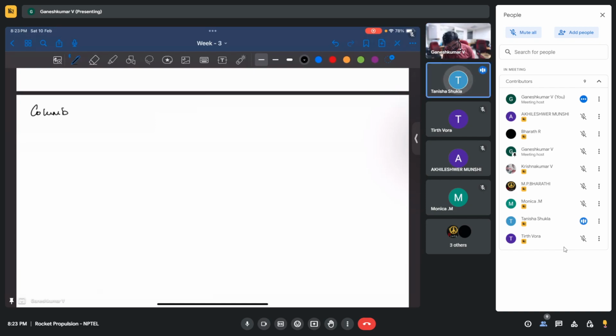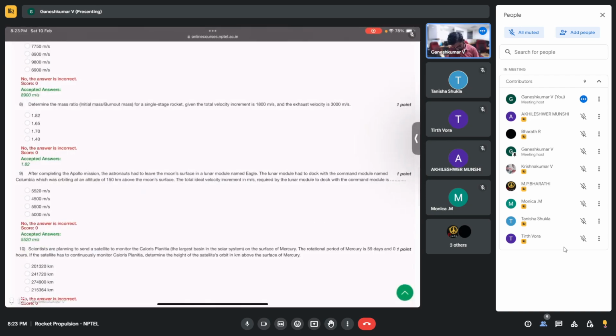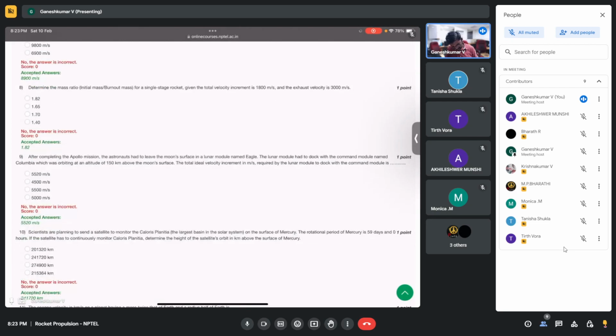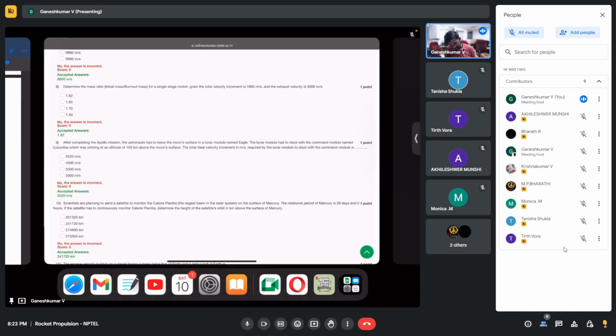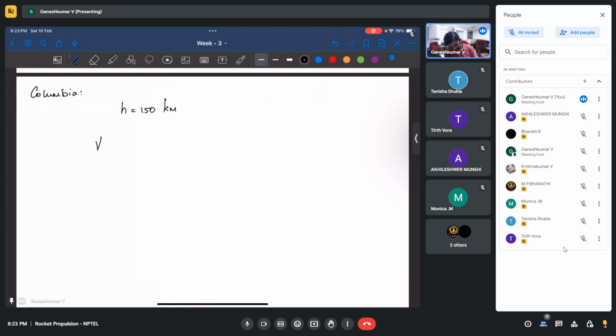Sir, one more question, I have a doubt. So let's try to finalize this also, since you got 5400. This is the total ideal velocity increment they were asking, right? So you can just directly use the lunar surface to the module which is at 150 kilometers. So you can directly use the total velocity requirement equation. I think this is the equation, right?